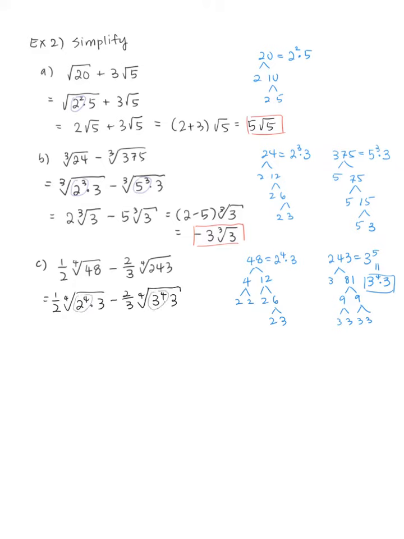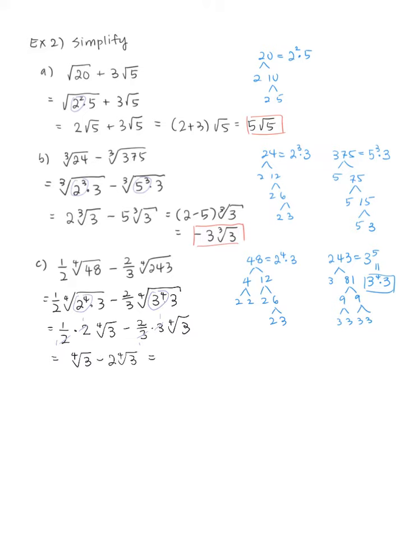Alright, now this is going to be 1/2 times 2 times the fourth root of 3 minus 2/3 times 3 times the fourth root of 3. Now the 2 is going to cancel, the 3 is going to cancel, so it looks like what we're going to get is just 1 times the fourth root of 3, which is just the fourth root of 3, and then minus 2 times the fourth root of 3.